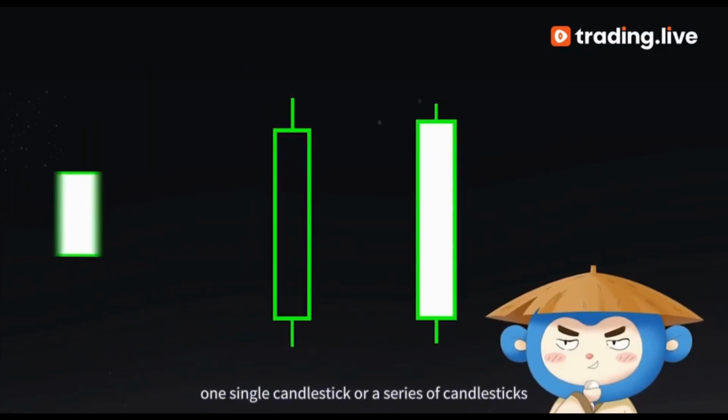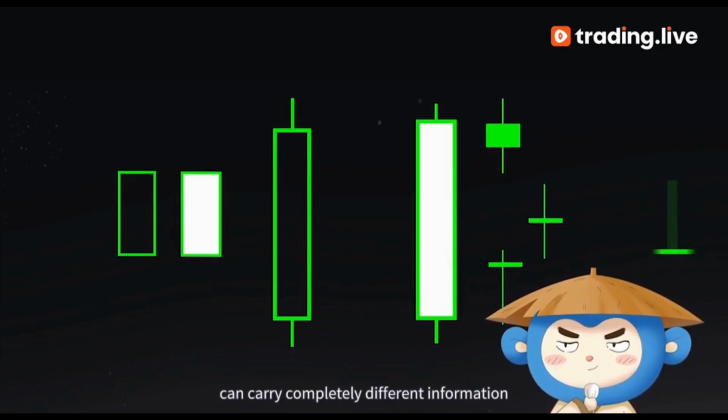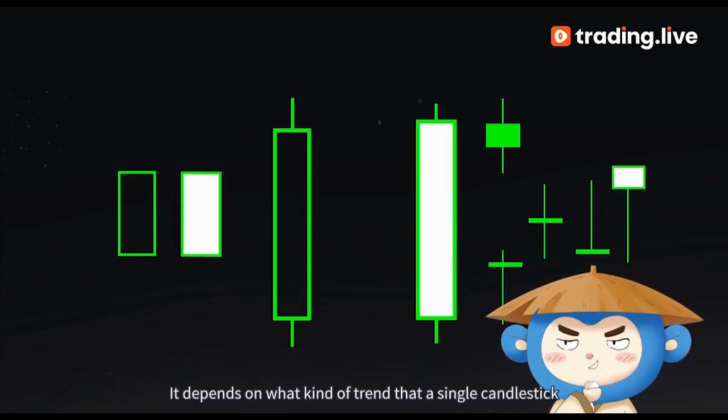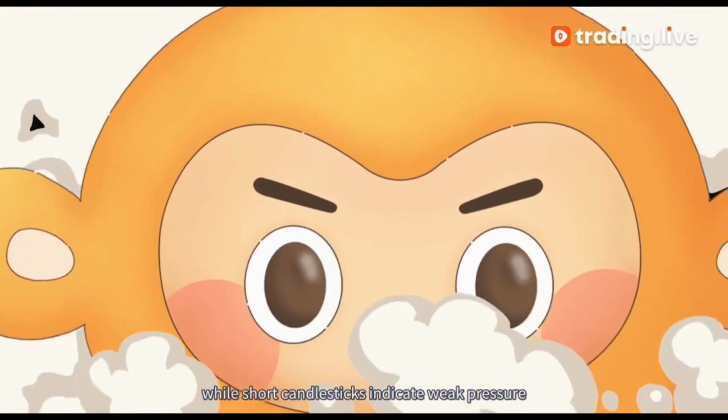In the chart, one single candlestick or a series of candlesticks can carry completely different information. It depends on what kind of trend that a single candlestick or an array of candlesticks was in. It also depends on the magnitude of buying or selling pressure, indicated by each of the candlesticks. Long candlesticks indicate strong buying or selling pressure, while short candlesticks indicate weak pressure.